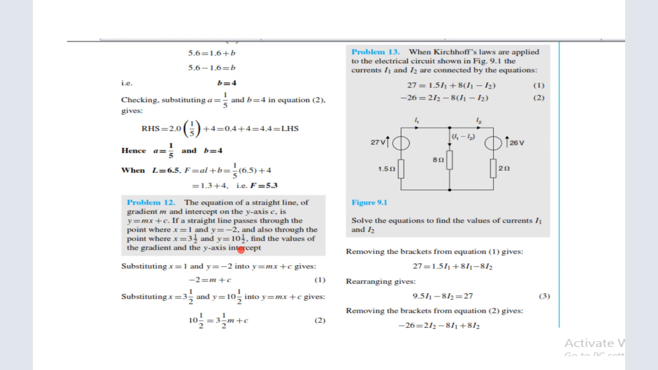I had issued some work to be done. That was problem 12. I don't know if you can see very well. And problem 13. If you cannot see very well, you alert me so that I can try and zoom out as much as possible.